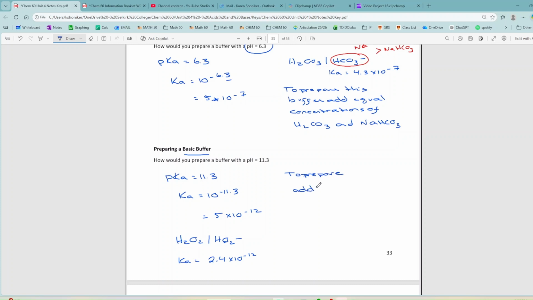add equal concentrations of H2O2, so that hydrogen peroxide, and now let's make this into a salt, so I'm going to always add sodium. So I'm going to add sodium, or NaHO2, and then I don't put the minus charge anymore. So just make sure you're using a conjugate acid-base pair that is closest to that pKa or Ka value, and then just make sure that you don't add any ions. Make sure you add them as salts.